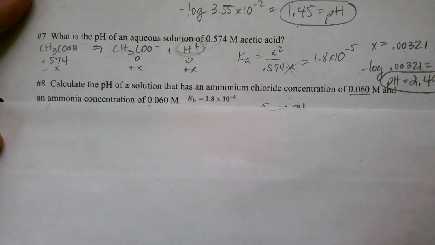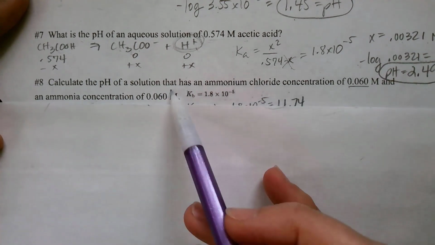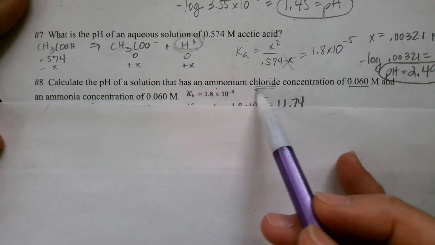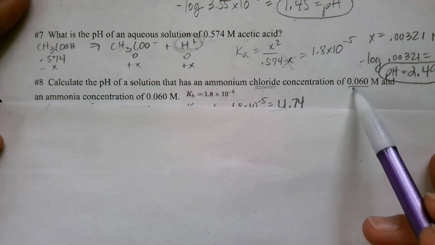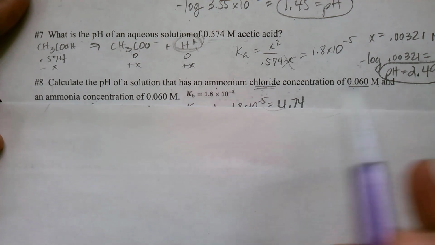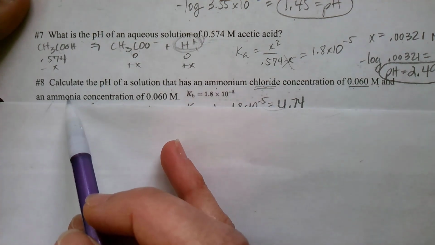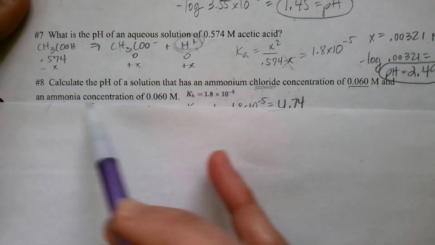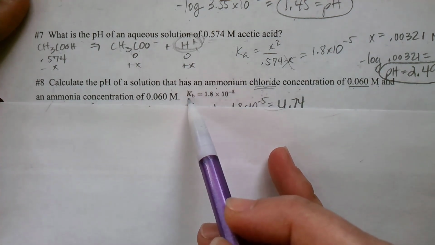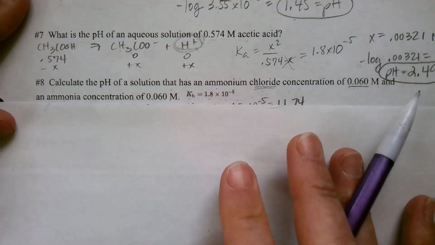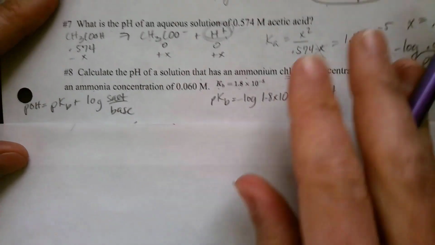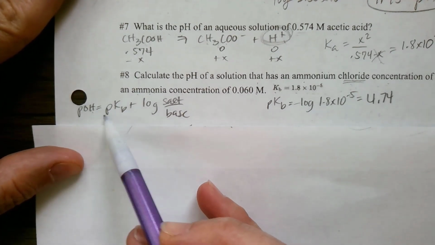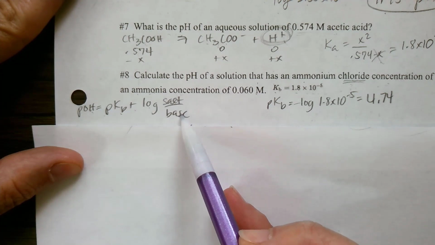Finally, number 8. I want to find the pH of a solution that has an ammonium chloride concentration. Again, this is chloride, so it is my salt, at a concentration of 0.060 molar, and an ammonia concentration, so that's my weak base, conjugate salt of 0.06 molar, and it gives me the Kb value. So I'm going to use my Henderson-Hasselbalch equation, but finding pOH using the pKb plus the log of my salt over my base.